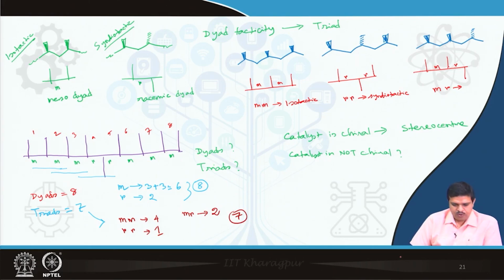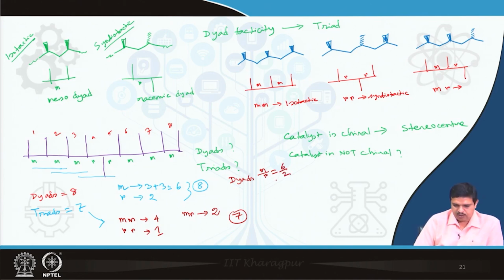Okay. So, here you will see that in this case for diads, if you see the ratio for diads, M by R ratio is how much? This is the M and this is the 6 by 2. Okay. 6 by 2. Okay.